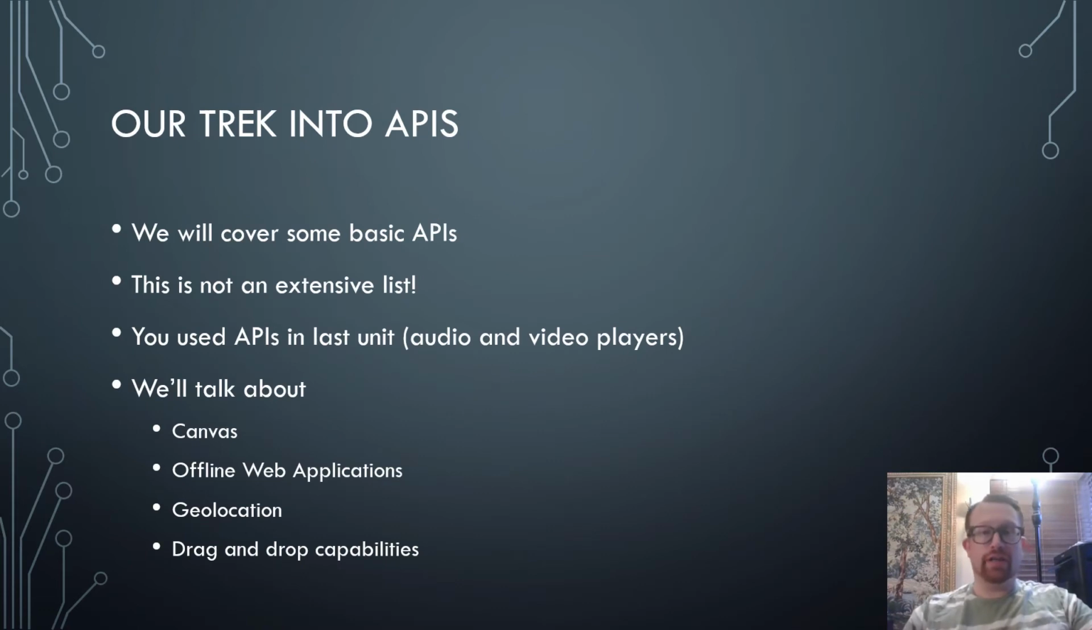So what about our trek into APIs? In our case, we're going to take a look at some of the basic APIs. This is not an extensive list. We did talk about some APIs last unit in the form of audio and video players, but we're going to talk about Canvas, offline web applications, geolocation, and drag and drop capabilities within web pages. This is a very basic list, and you are not going to be coding them yourself. You'll be given the code in the lab, and your goal is just to be able to do them, not to actually be able to create them from scratch.